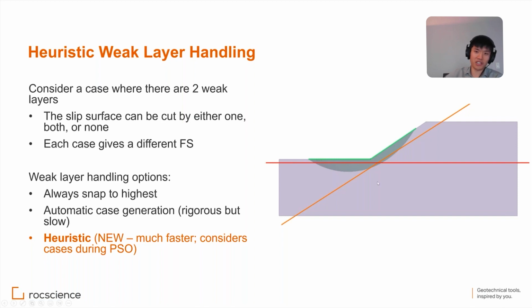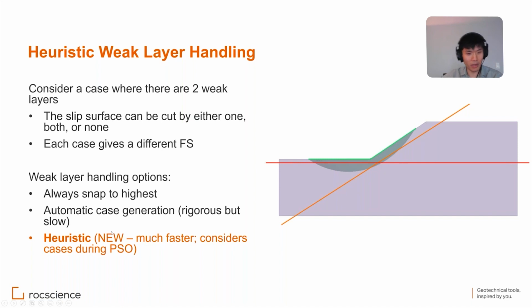The current options in our software to handle this are either you can select to always snap the slip surface to the highest weak layers. So that would mean cutting into both in this case. Or you can select the automatic case generation option, which considers every possible case and is very rigorous. But as you could imagine, if the number of weak layers gets very high, if there's a lot of weak layers in here, your program can become very slow if you use this option.